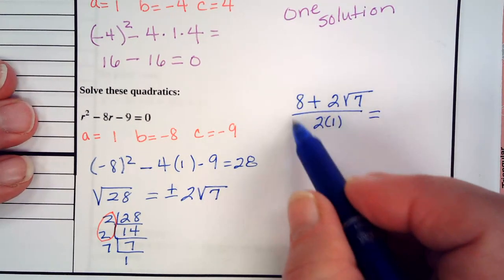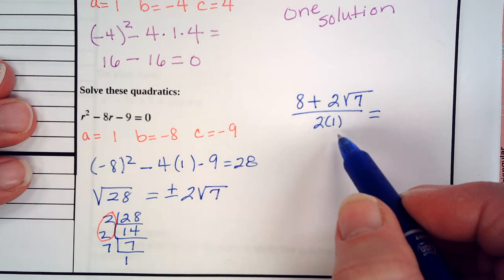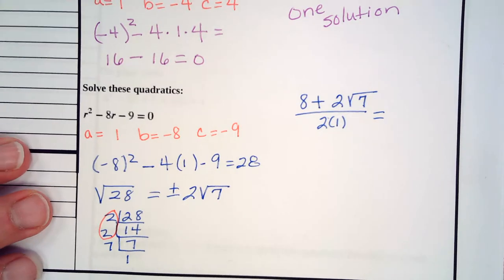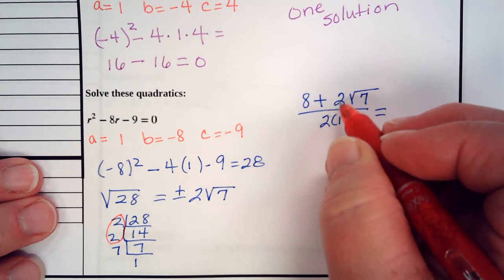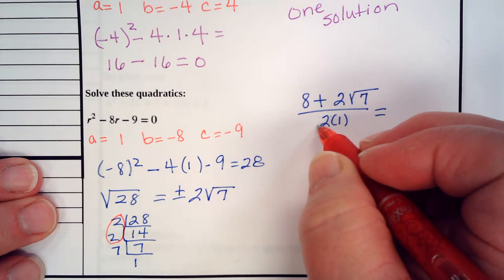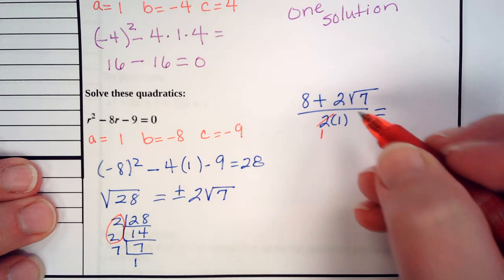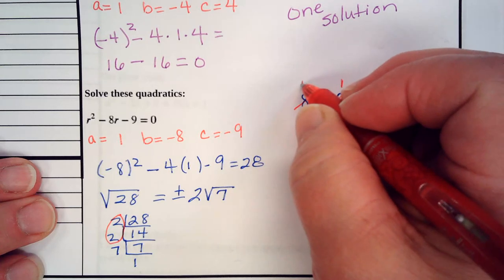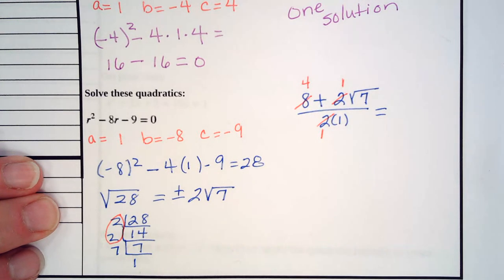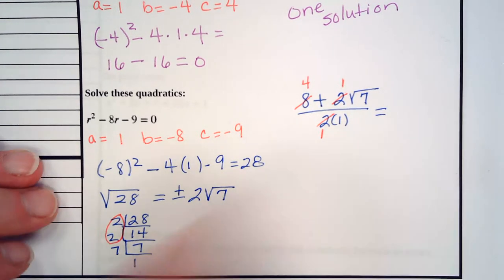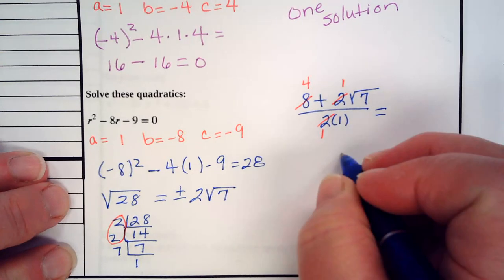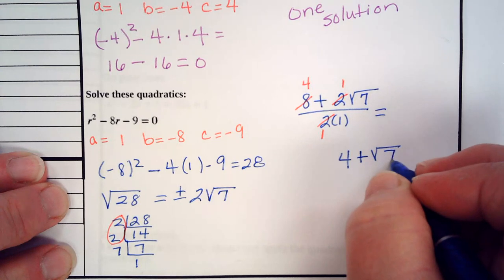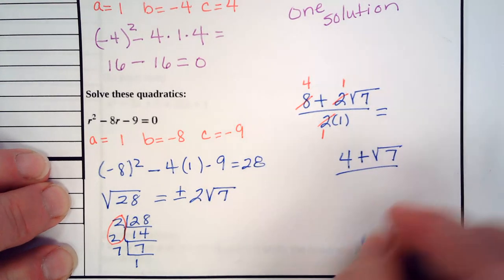Okay, if I've got this, I need to look and see if I've got anything I can factor out. Well, yes I do. 2 goes into all of these evenly. 2 divided by 2 is 1. 2 divided by 2 is 1. 8 divided by 2 is 4. I've eliminated my denominator. This becomes 4 plus the square root of 7 over 1.